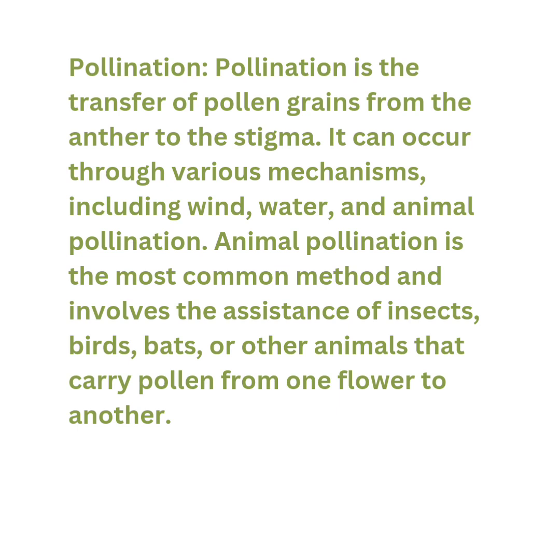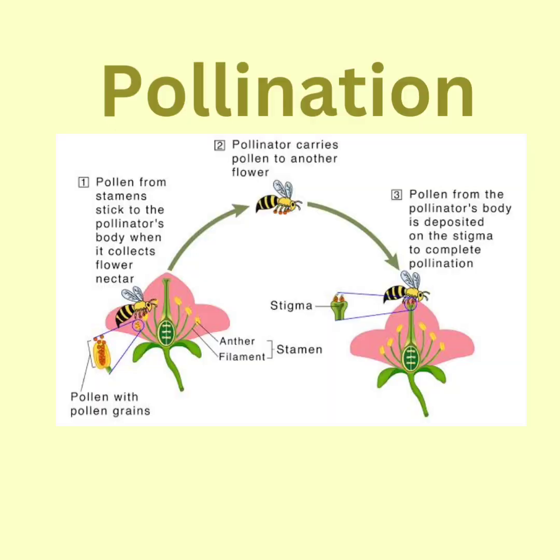Pollination. Pollination is the transfer of pollen grains from the anther to the stigma. It can occur through various mechanisms, including wind, water, and animal pollination. Animal pollination is the most common method and involves the assistance of insects, birds, bats, or other animals that carry pollen from one flower to another.